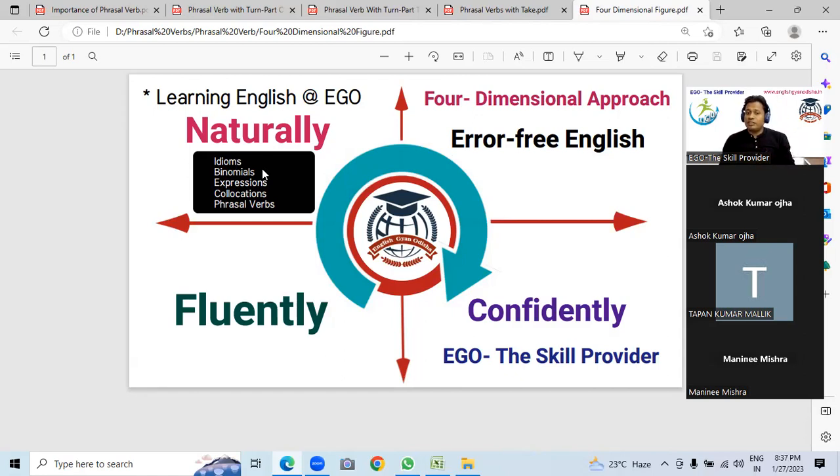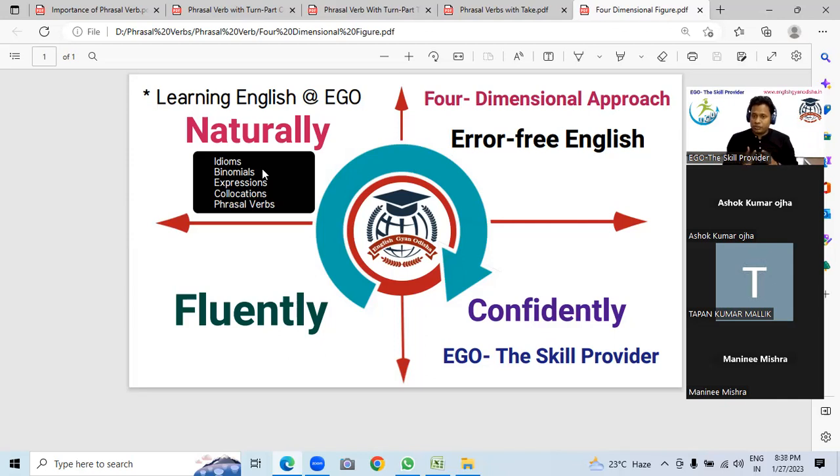You are very much focused on error free English. You are very much interested in how to speak English confidently. You are very interested, sir, in maintaining more fluency. I want to speak English fluently. But how will fluency come unless you are trying to use something called idioms, binomials, expressions, collocations, and phrasal verbs? And we are completely forgetting all such five parameters.